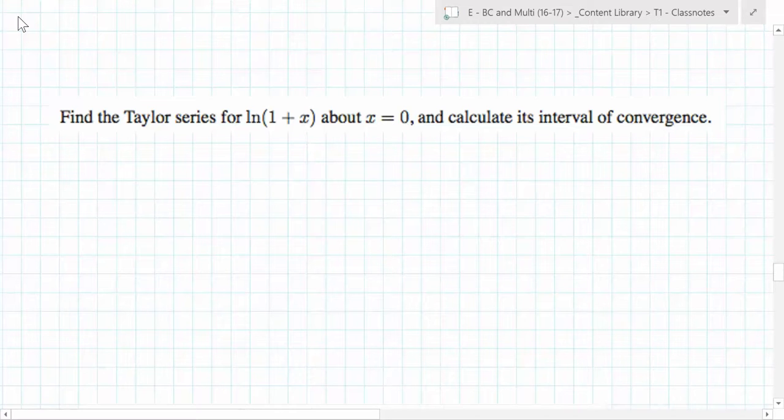So you have to find the Taylor series and then calculate the interval of convergence. Finish writing. You need everything. Thank you. All right. Okay. Guys, share nicely. There you go.